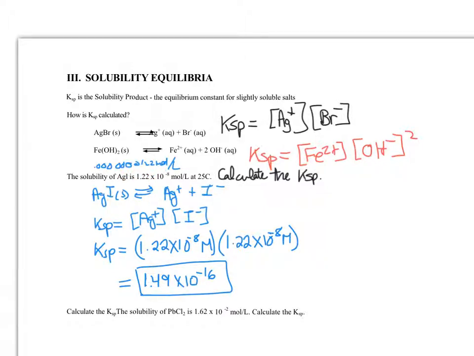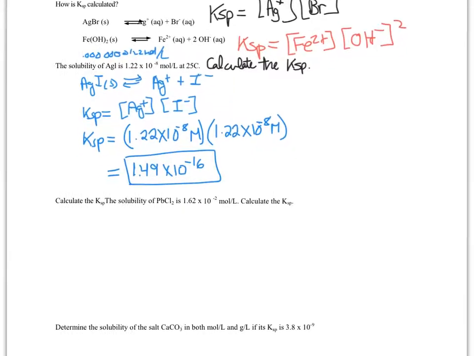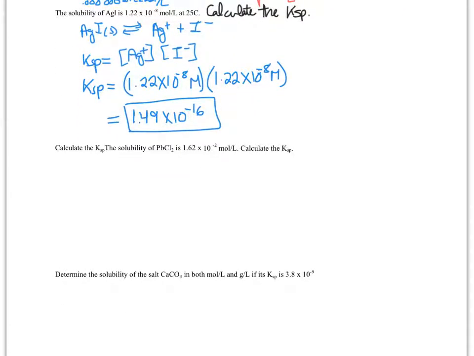Let's try another one. We want to calculate the Ksp for PbCl2 if the solubility of it is 1.62 times 10 to the negative second moles per liter. This looks like it's much more concentrated as a saturated solution than the AgI there, so I would expect my Ksp to be a little bit higher.